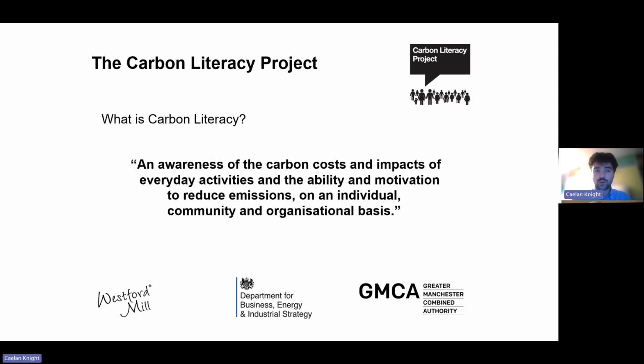So first up, what is carbon literacy? Carbon literacy, by definition, is an awareness of the carbon costs and impacts of everyday activities and the ability and motivation to reduce emissions on an individual, community or organizational basis. So the whole idea of someone being carbon literate is that they understand the carbon costs and impacts of their everyday activities, how they relate to their specific roles, so it might be where they live, where they work or where they study, and then having the ability and motivation to actually reduce those emissions.